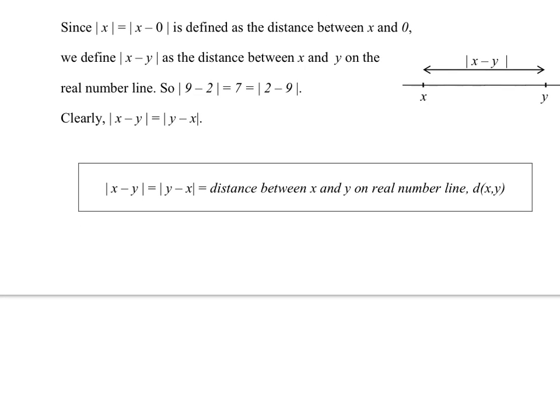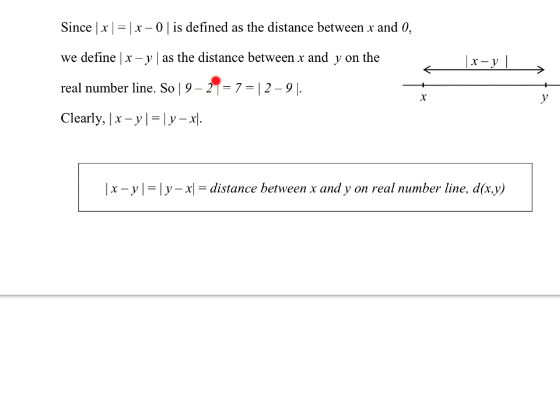Now, that absolute value of x that we have here, we can define it as the distance between x and 0. The absolute value of a number is just the distance on the number line between that value and 0. In the same way, the absolute value of x minus y is just the distance between x and y on a number line.